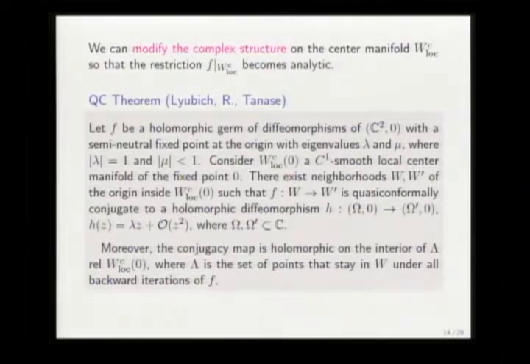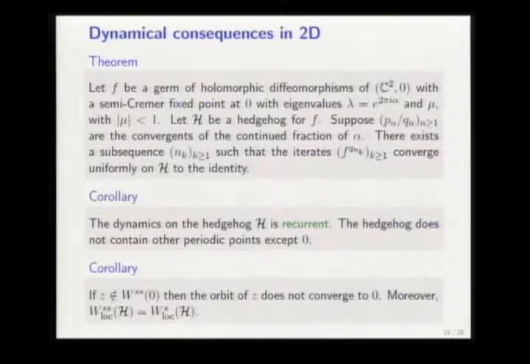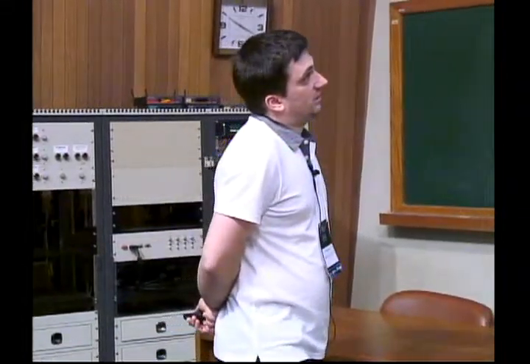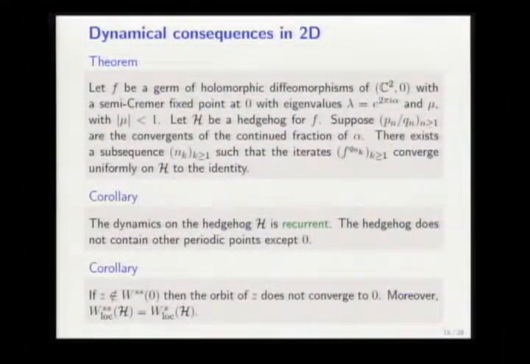You have the machinery developed over there, and you transport the results back to C2. Well, it's in a center manifold, still one-dimensional in this case. All right, so the dynamical consequence, the immediate one, is that if Pn over Qn are the approximants of alpha, alpha being the angle of the neutral eigenvalue, then there is a subsequence of iterates, f to the power Qn, that converge to the identity on the hedgehog. And as a consequence, the dynamics on the hedgehog is recurrent, and the hedgehog does not contain any periodic orbits except the fixed point.